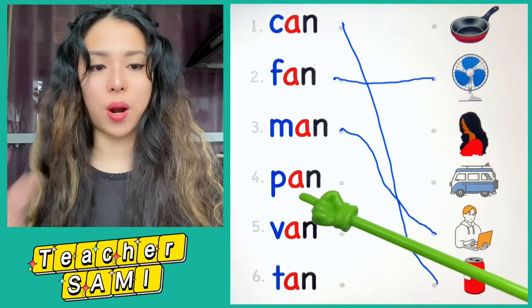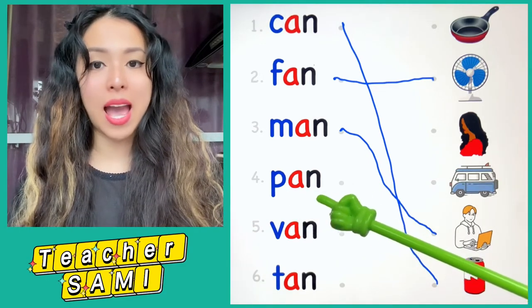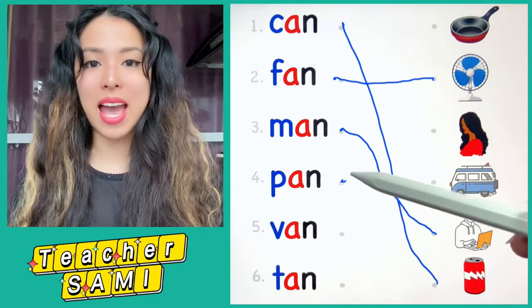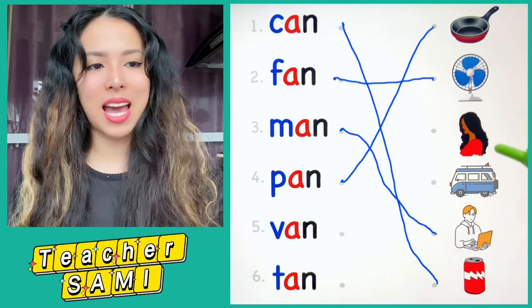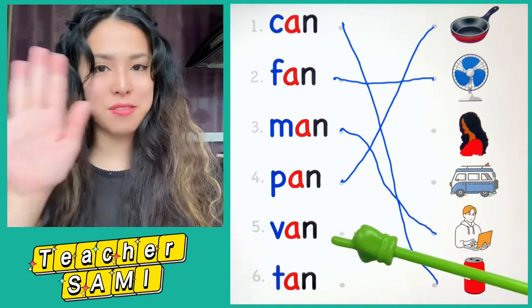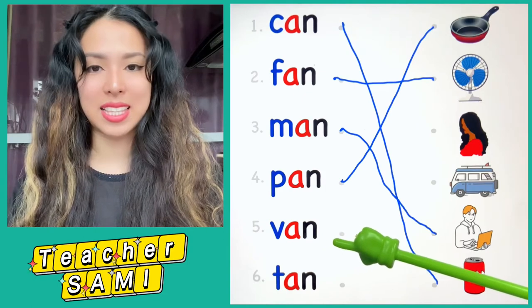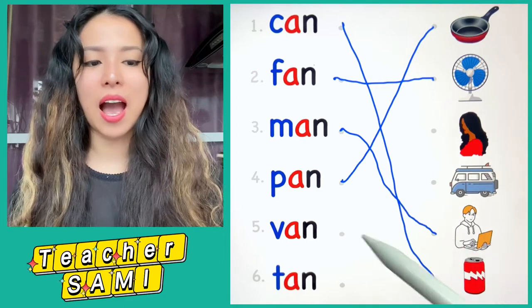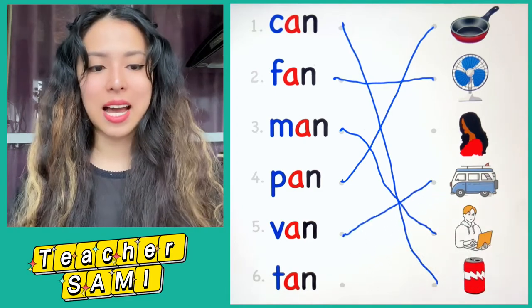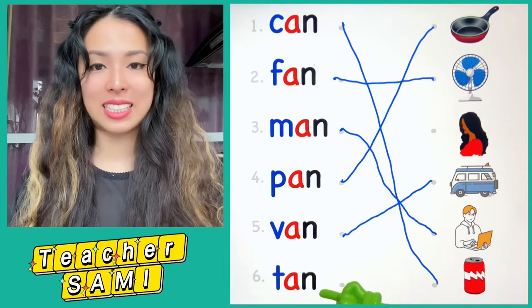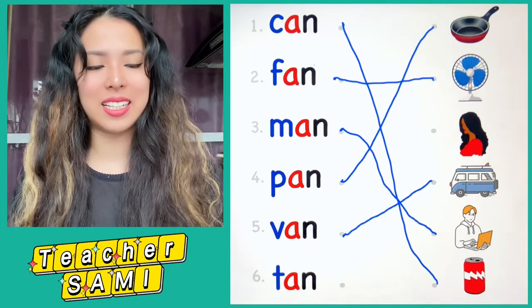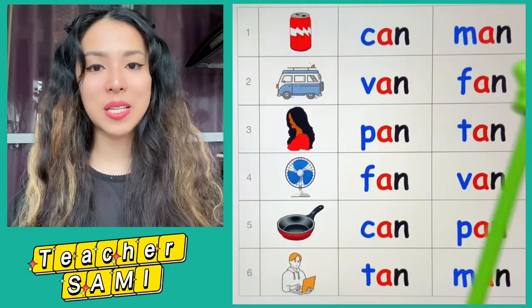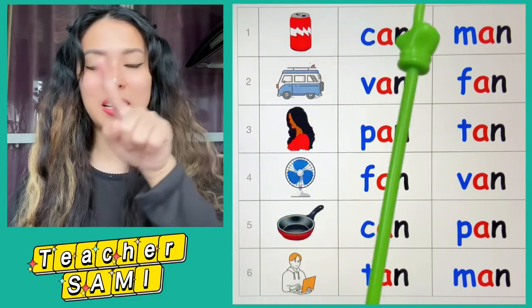Number four. Pan. Where is the pen? Here. Pen. Number five. Van. Where is the van? Here. Van. Number six. Ten. Here. Ten. Brilliant. Now, let's look at the picture and circle the correct word.